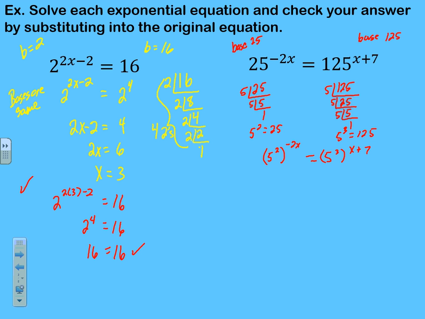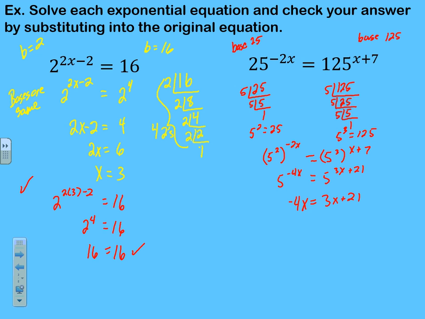Both of these are a power to a power. So what we're really going to wind up doing is taking the exponent that's inside of the parentheses and multiplying it to what we have outside of the parentheses. So this becomes 5 to the negative 4x power equals 5 to the 3x plus 21 power. And at this point, we've established that the bases are the same, so now we no longer need to write them. We take each exponent, set it equal to the other one, and then solve like normal.